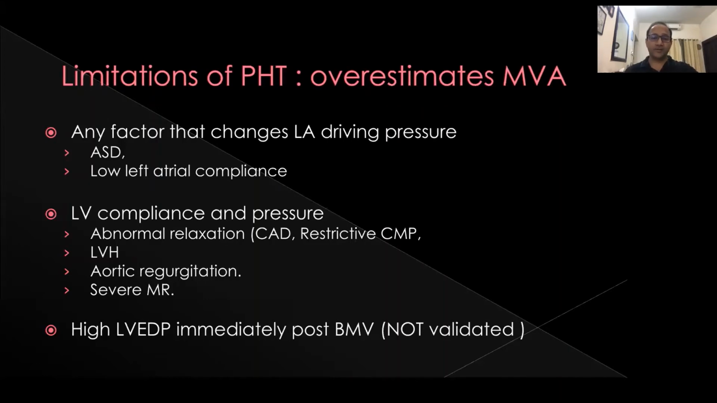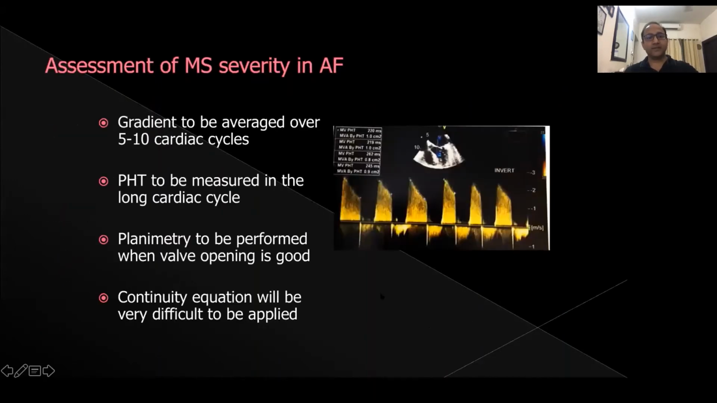Because of the high LVDP immediately post BMV, the pressure half time is not validated in post BMV situations. Because the LVDP is high, the pressure half time will be low and it will overestimate the mitral valve area. Let's take some examples as well. Suppose there is atrial fibrillation, you have to average about 5 to 10 cycles. If you have 6 images, at least take 5 of them and then average out the gradient. Pressure half time should be measured in a longer cardiac cycle. So not in this, but in this you should be measuring the pressure half time.